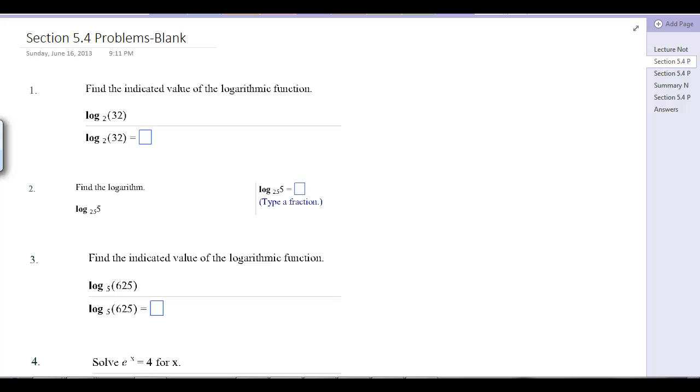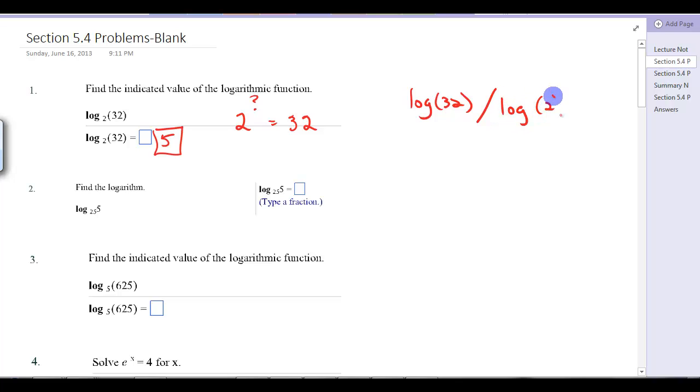All right. Log base 2 of 32. What you want to think is, 2 to what power equals 32? That's an even one, and so 2 to the 5th power is 32. You could use your change of base formula on the calculator if you don't realize that 2 to the 5th is 32, and you could do log 32 divided by log 2.